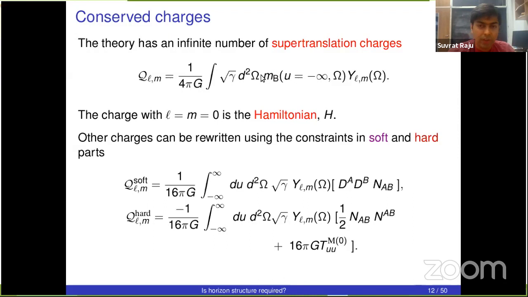And one can use the constraints I showed previously to break these charges up into what's called a soft charge, which is this term, and a hard charge, which is this term. So the soft charge, as will become evident, will label the vacua, while the hard charges correspond to the supertranslation charges of excitations on top of the vacuum.